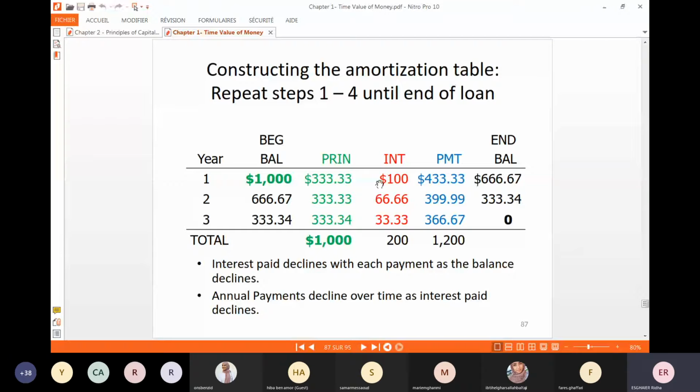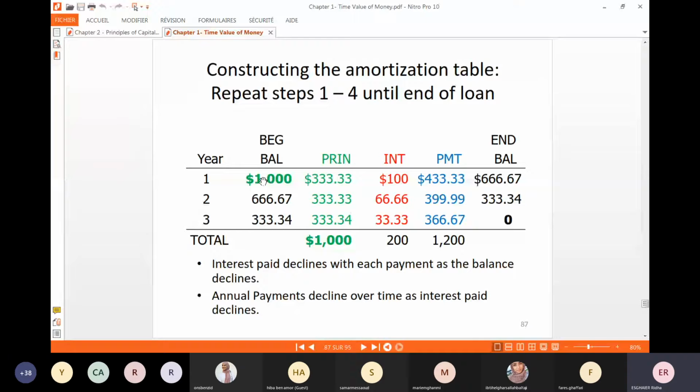To compute the interest is the same thing. Always the interest is the balance at the beginning times the interest rate. Here the payments are annual, so the interest will be annual. We need the annual interest rate times the amount not yet reimbursed at the beginning of the year. 10% times 1000 will give you 100. The sum of the principal and the interest will give you the payment of the first year.